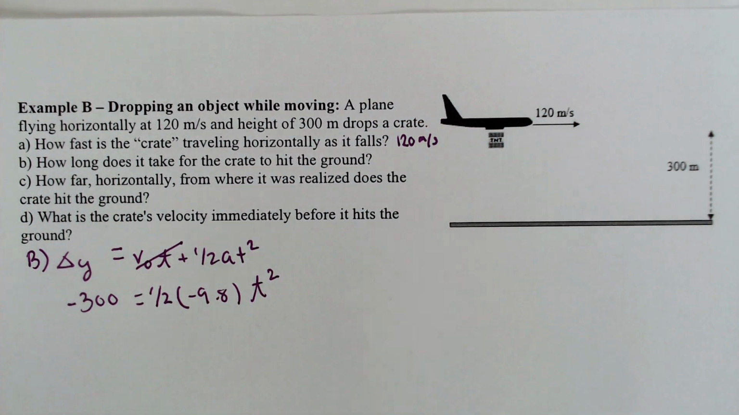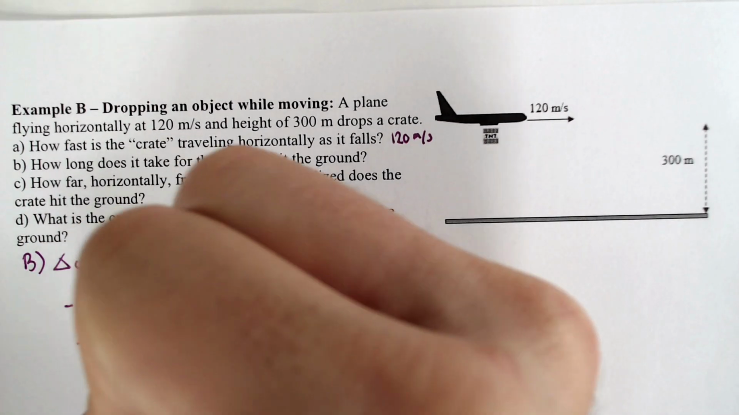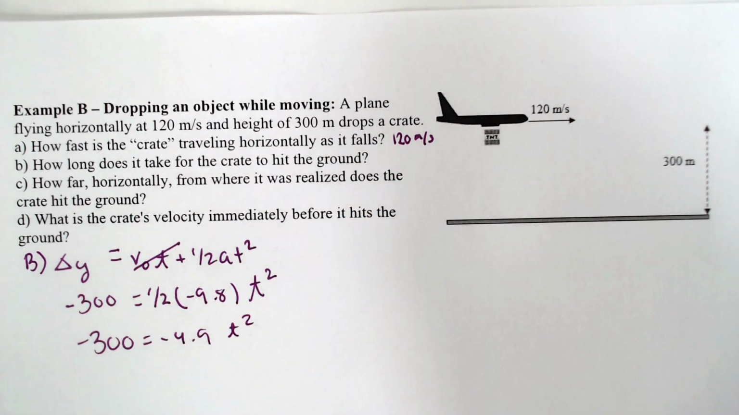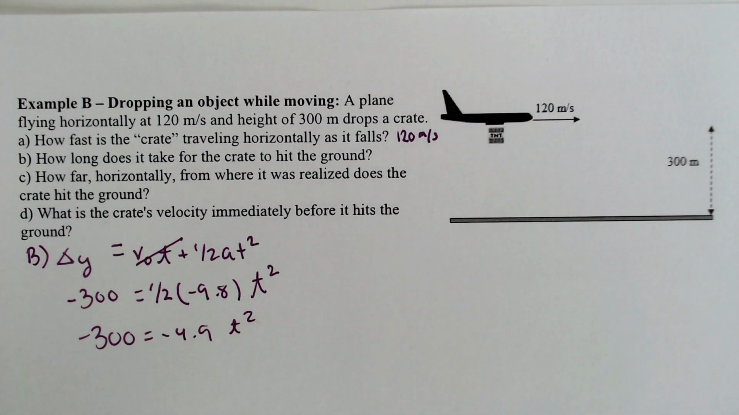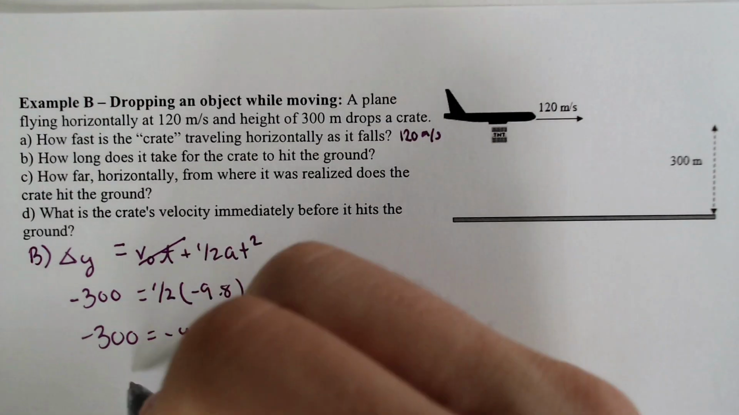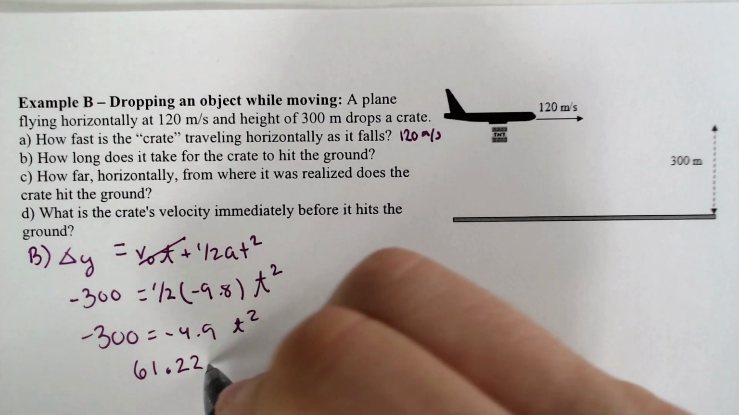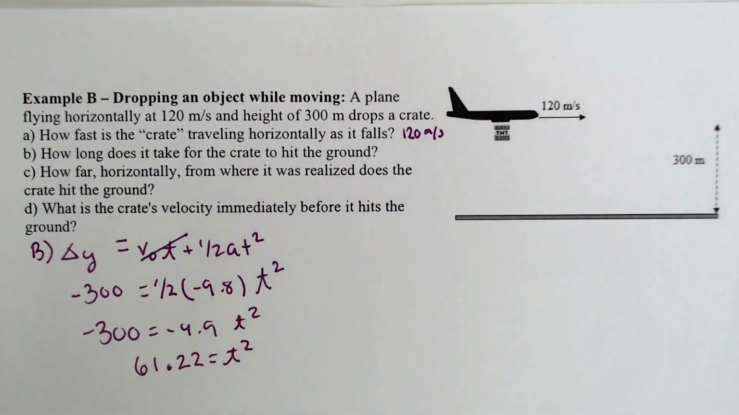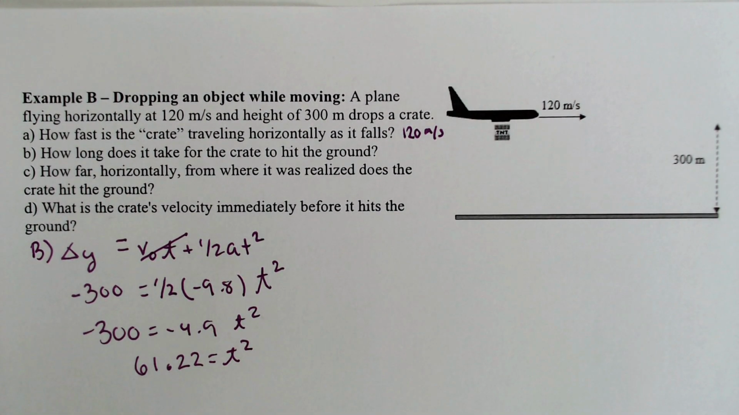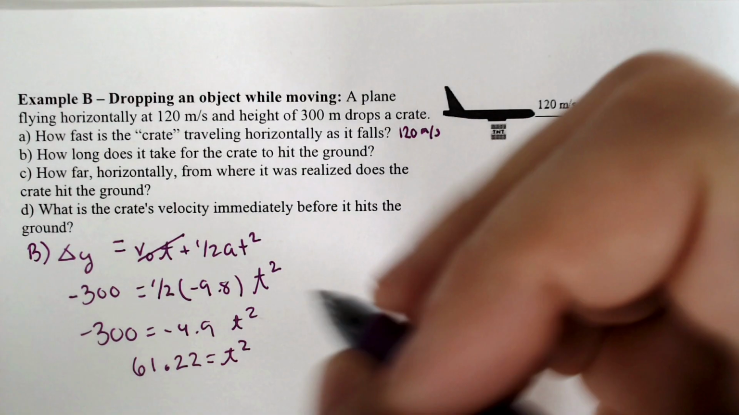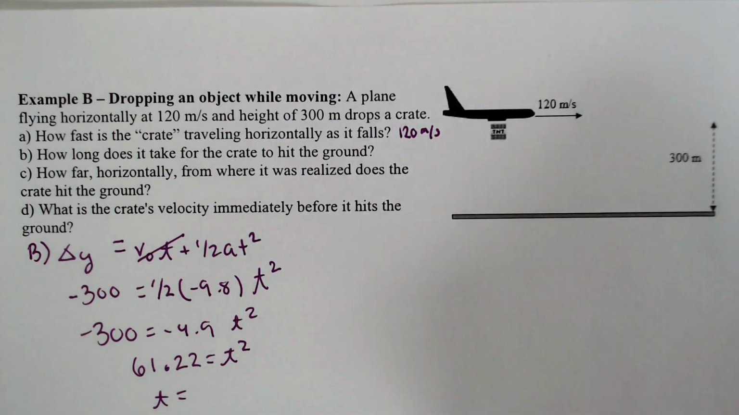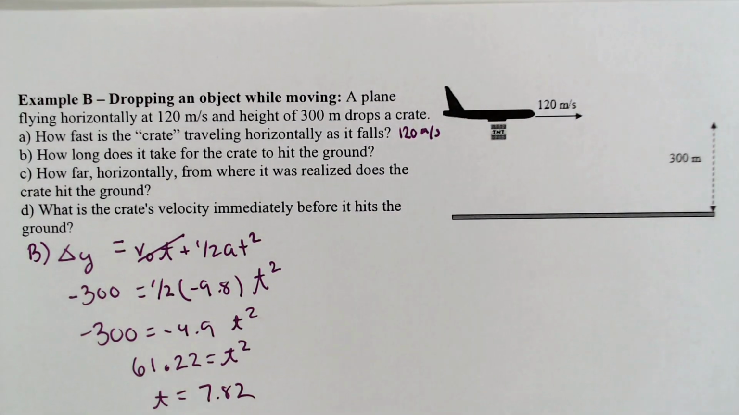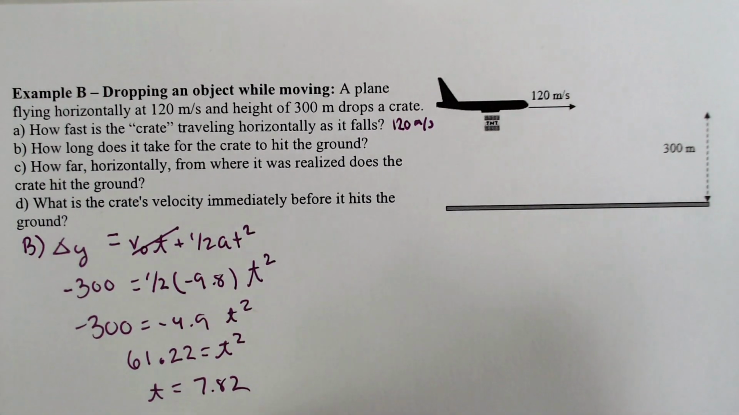We just solve for t at this point. Multiplying 0.5 times 9.8, negative 300 equals negative 4.9 t squared. A lot of you might have just memorized the negative 4.9 part. 300 divided by 4.9, because they're both negative, gives a positive 61.22 equals t squared. If you square root that, the time for part B is equal to 7.82 seconds. So for part B, we know the time it hits the ground, which is very important.